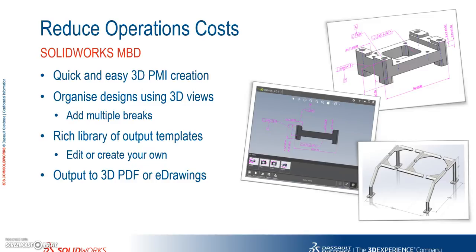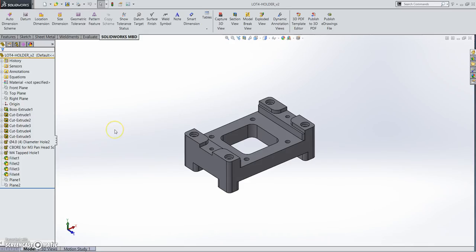We're going to start off in SOLIDWORKS here. We're going to show you how to create a new 3D view, how to bring in some dimensions on it, and how exactly to output it as a 3D PDF or into eDrawings. So here we are in SOLIDWORKS. The only difference to our regular SOLIDWORKS is we have a SOLIDWORKS MBD tab up the top, so just an add-on tab, and down the bottom we also have a 3D views tab.